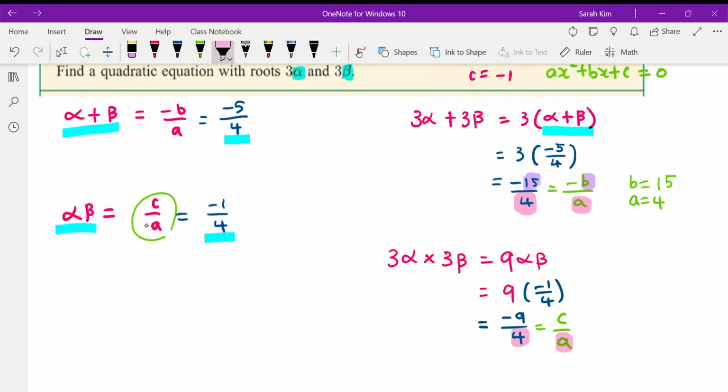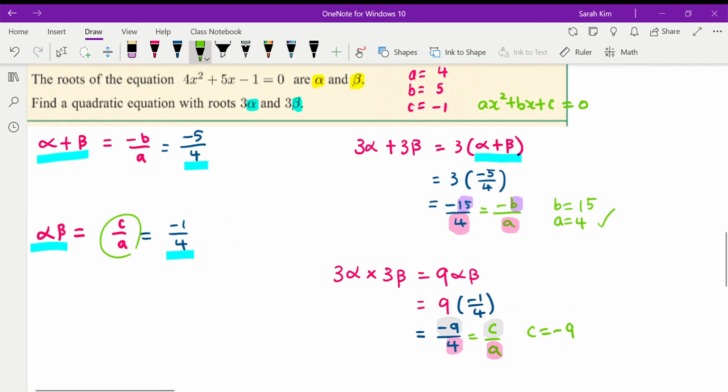And then maybe I'll use a different color. What color should I use? Grey. Minus 9 is going to be my C. So again, from this, A is 4, so we're happy with that. C is minus 9. So now we actually just found out the A, B, and C for this new quadratic function.